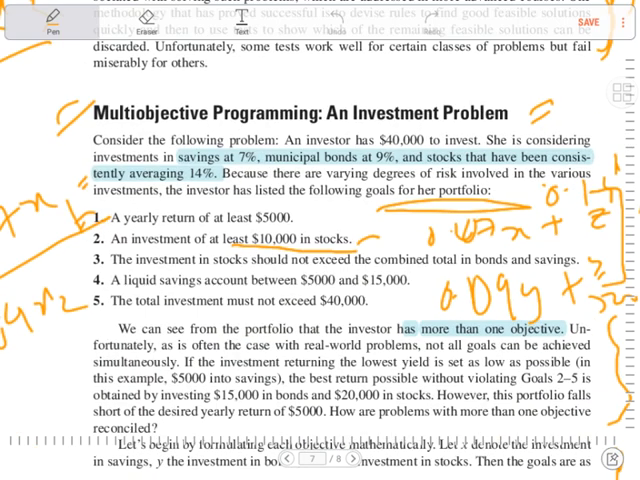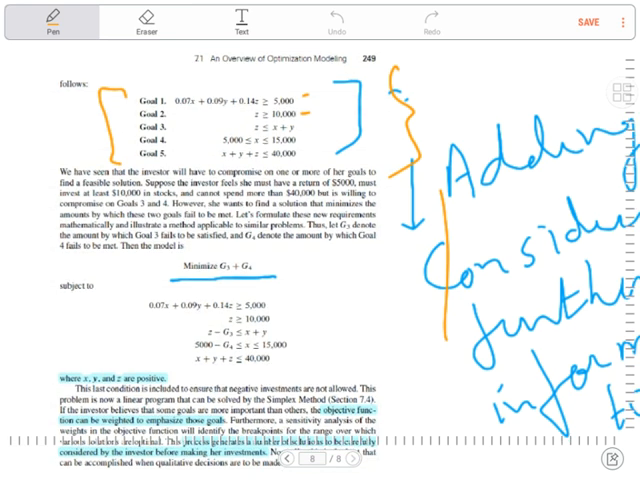Third one, the investment in stocks should not exceed the combined total in bonds and savings. So that means z less than or equal to x plus y was another goal. Okay, so this gives this one.